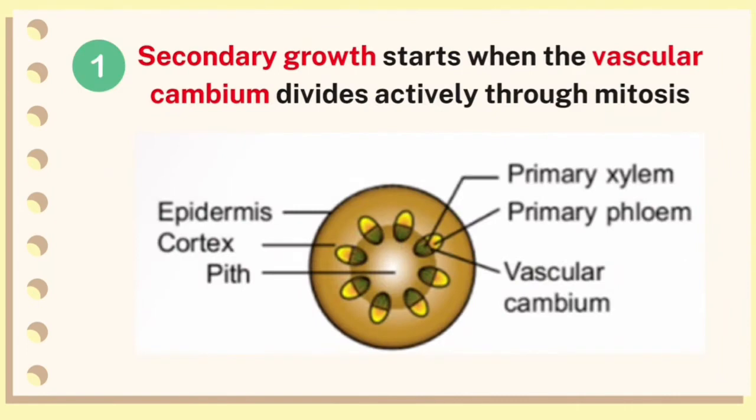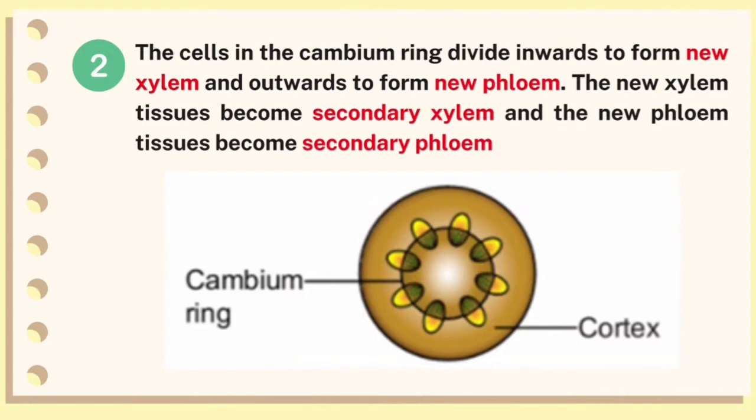First of all, the secondary growth starts with the vascular cambium that starts to divide actively through mitosis. Then, the cells in the cambium ring will divide inward and form new xylem and outward to form new phloem. The new xylem tissue will become a secondary xylem, whereas the new phloem tissue will become a secondary phloem.